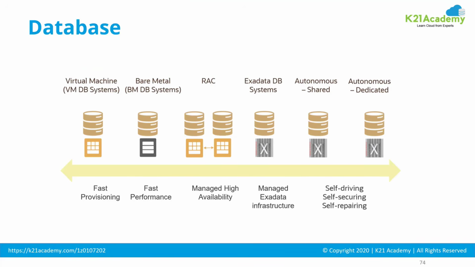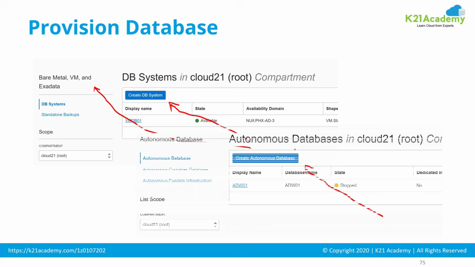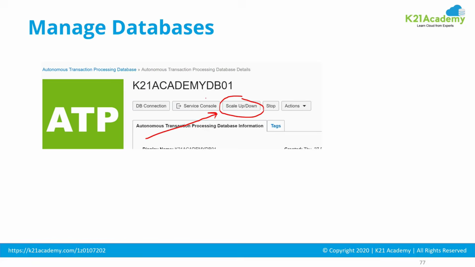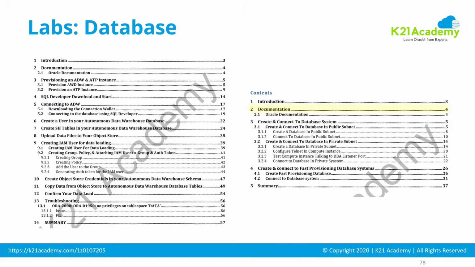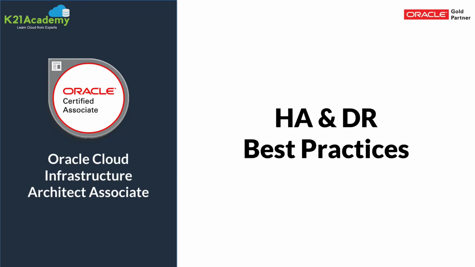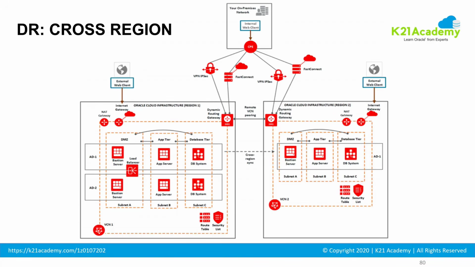Now, in the 5th and final part of this 5-part video series, I'm going to talk about databases. So different types of databases that are possible in Oracle Cloud, right from VMDB, bare metal, RAC, Exadata, or autonomous, both shared and dedicated. What all operations you should be learning for these databases and the hands-on labs that you must be performing. Also, I'll add high availability and disaster recovery or best practices that you should be knowing as either an architect or someone who's implementing and managing Oracle Cloud Infrastructure. Also useful for OCI Architect Certification 1001072.